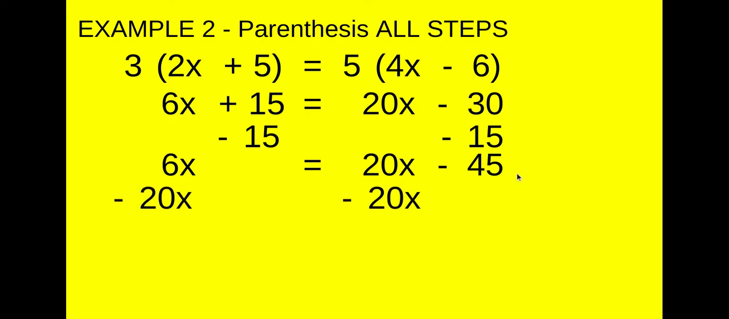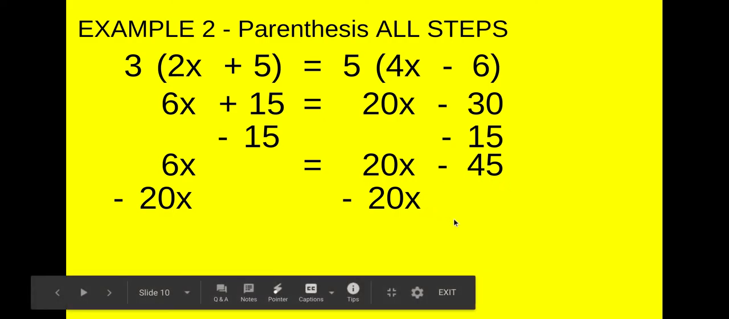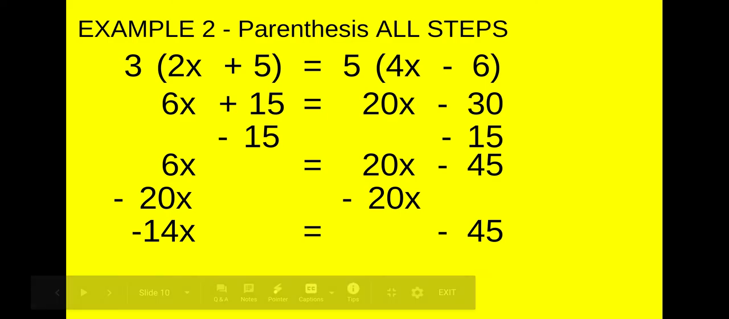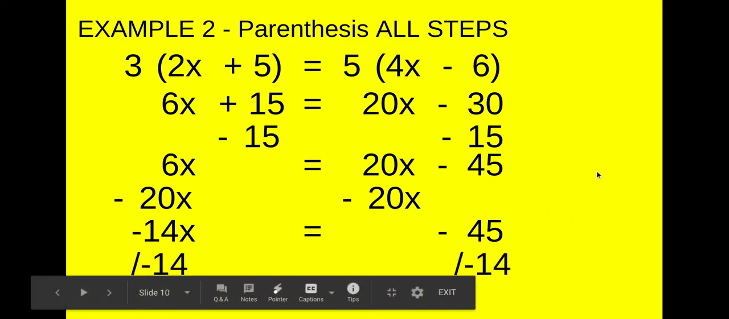Now I want to get rid of that 20x. So I subtract 20x from the right side, and I bring 20x to the other side. Notice I didn't touch the 45 at all. It just comes down. My 20x's cancel out, and then I get 6 minus 20 is negative 14. Remember, they're being multiplied. So since they're being multiplied, I want to divide. So I want to divide that 14 and get rid of it. So I'm going to divide both sides by negative 14.